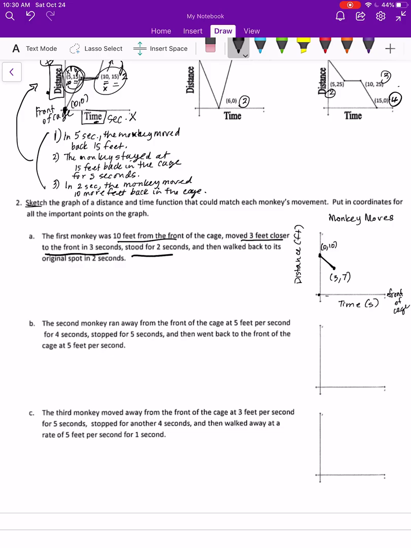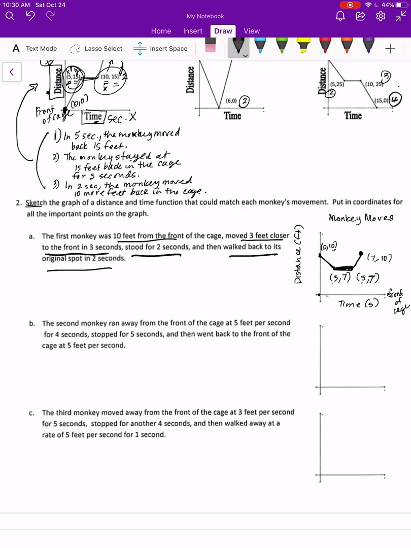From there, he stood for 2 seconds. So again, time has elapsed 2 seconds, but he stood there. His distance didn't change, so I go straight across. That would be 5, 2 seconds elapsed, that's my X. And he stood there, so now he's still at 7. He hasn't moved. And then last but not least, he walked to his original spot in 2 seconds. So now he's back to his original spot at 10 feet and 2 more seconds elapsed. So now I'm at 5 plus 2, which would be 7. And he's at his original spot, which was the 10 feet.